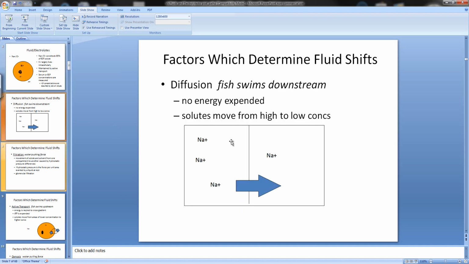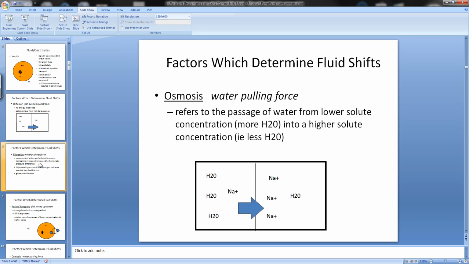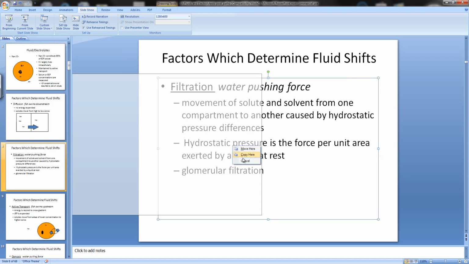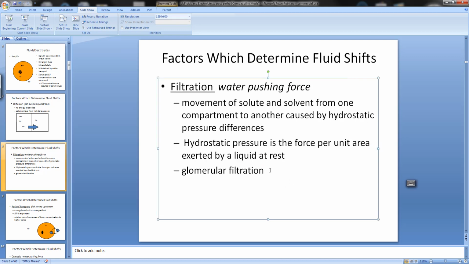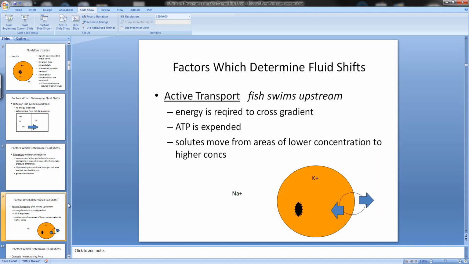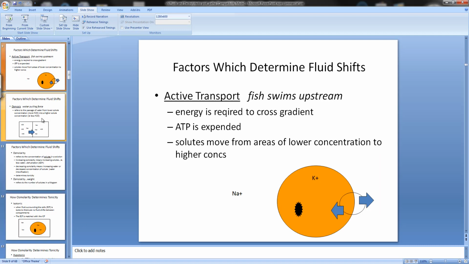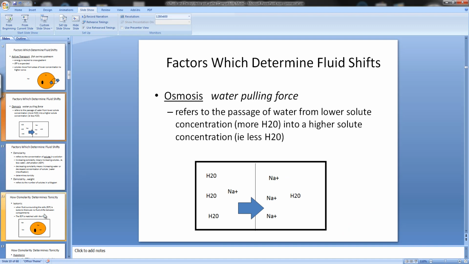Now, I'm not going to go through all of this here. You should be somewhat familiar from past sciences with what diffusion means. Filtration is referred to as a water pushing force. I like to think of glomerular filtration that occurs in the nephron as an example of filtration. It's basically hydrostatic pressure, the force per unit area exerted by liquid at rest. I think everyone here probably knows what active transport is. Osmosis is a water pulling force.